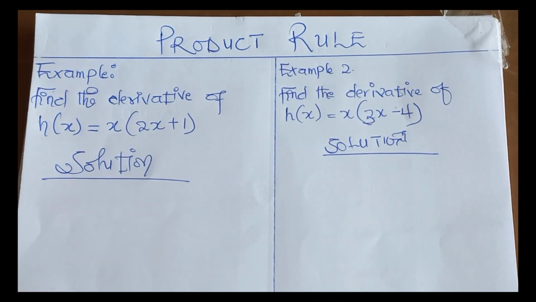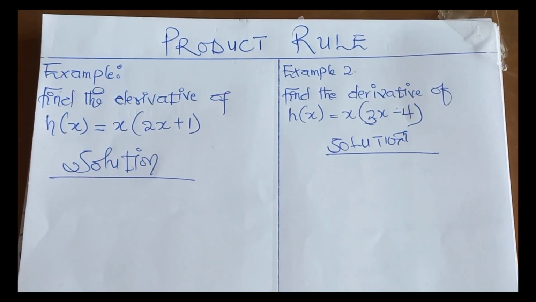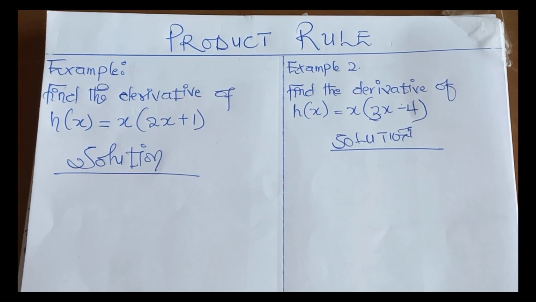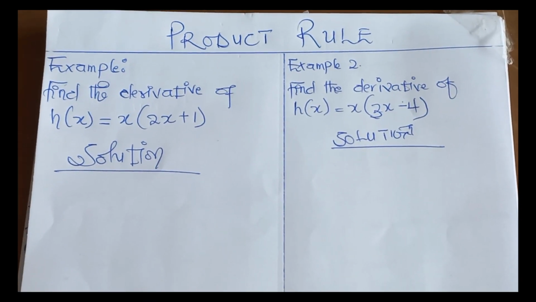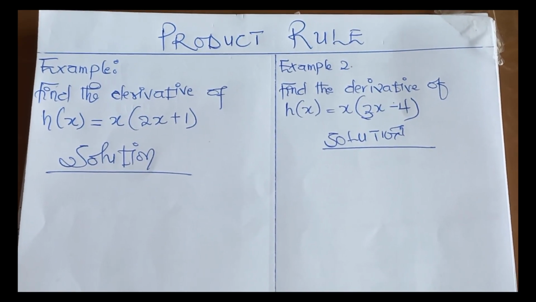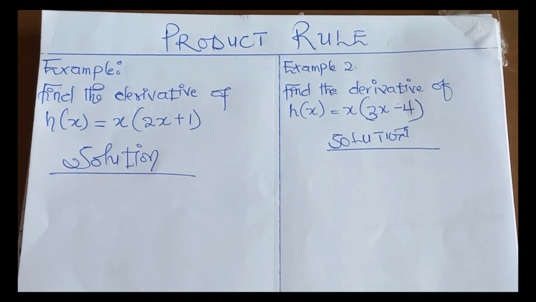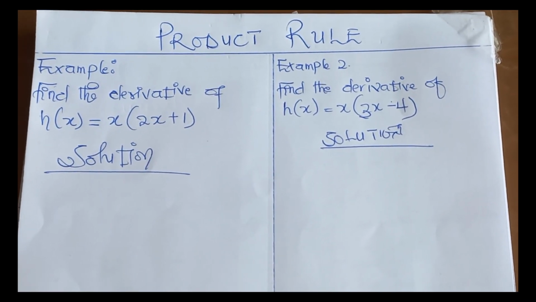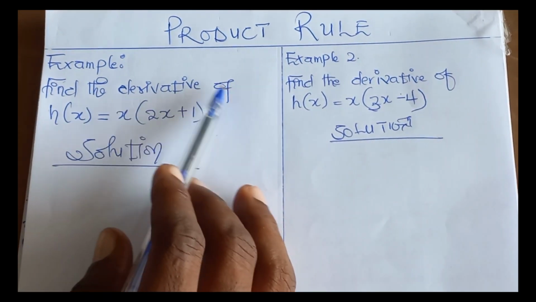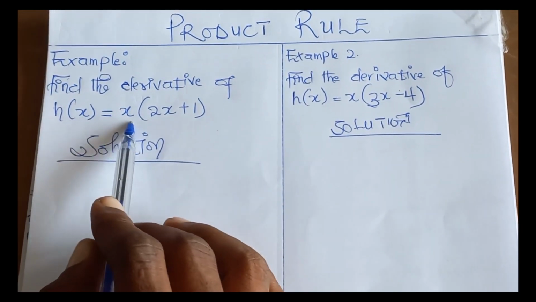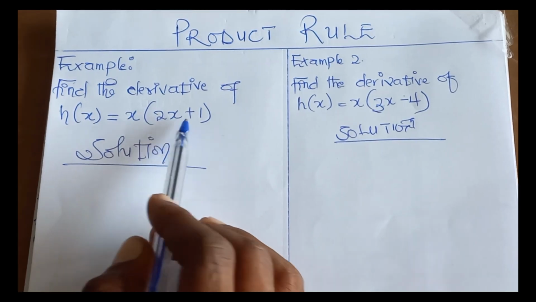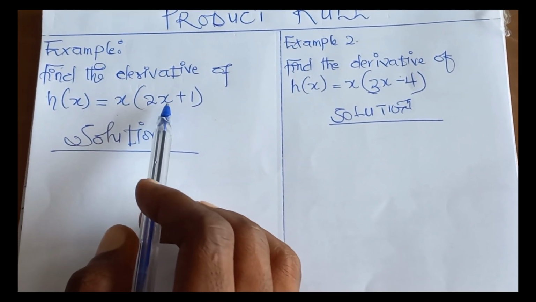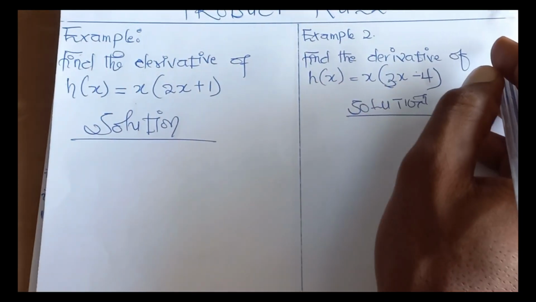So today we are going to learn the product rule. This is basically under calculus, differentiation. We are going to use this problem to learn how to use the product rule. We have to find the derivative of h of x, which is equal to x into bracket 2x plus 1. You can see that the x is multiplied by the whole thing in the bracket. Product rule, okay.